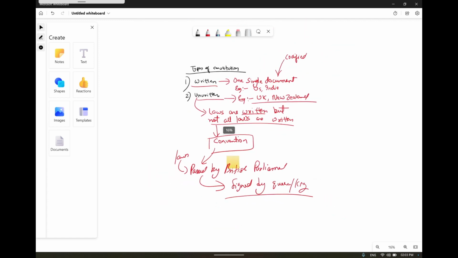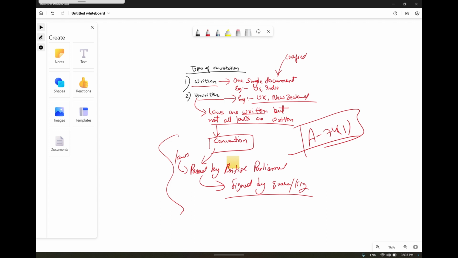Let us suppose for our constitution, all laws should be signed by the president. This is written under Article 24 clause 1 in our Indian constitution. But when we consider that a law has to be signed by the Queen and passed by the British Parliament, it is nowhere written. It is just a convention that is being followed. That's why it is called an unwritten constitution. It is followed over a period of time and thus it has become a convention.